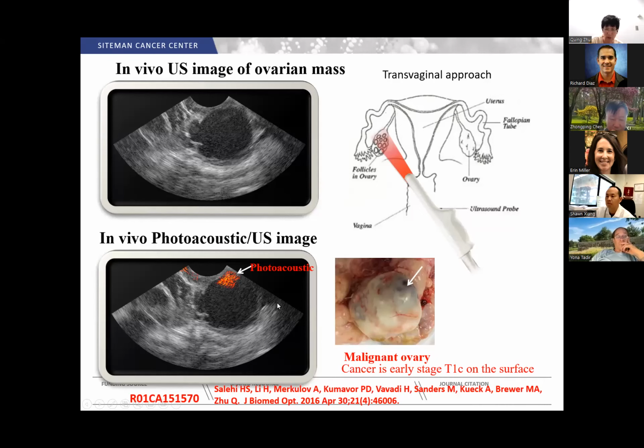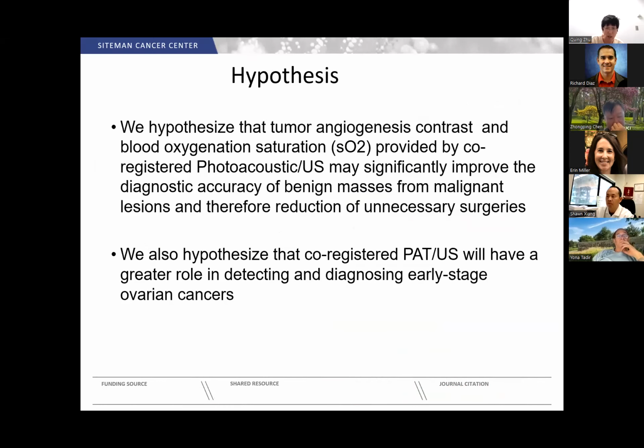So we continued this. After I got to WashU, we have a large group of GYN surgeons and radiologists that are very interested in working with us. Okay, so there are two hypotheses. One is that we might be able to detect early cancer, and the other is that we might do better in differentiating between large benign lesions and malignant lesions, so we can reduce unnecessary surgeries, save healthcare costs, and also improve patient quality of life.